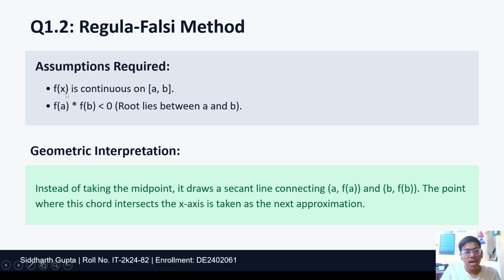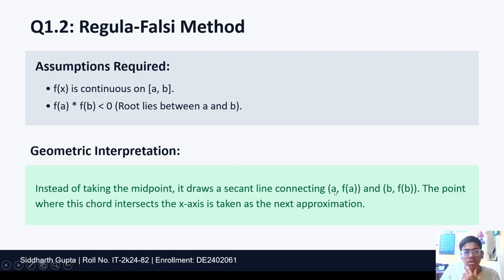For the Regula-Falsi method, again we will assume the same thing, that f(x) must be continuous in [a, b] and f(a) into f(b) must be negative. That means the root must lie between a and b. The geometric interpretation: now instead of taking the midpoint as we took in bisection, it draws a secant line connecting (a, f(a)) and (b, f(b)). The point where the chord intersects the x-axis is taken as the next approximation.